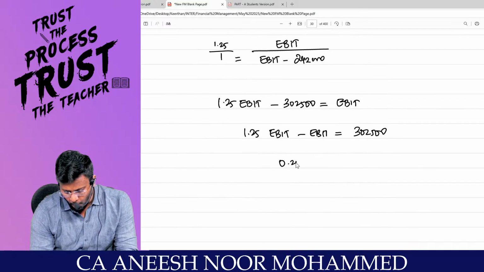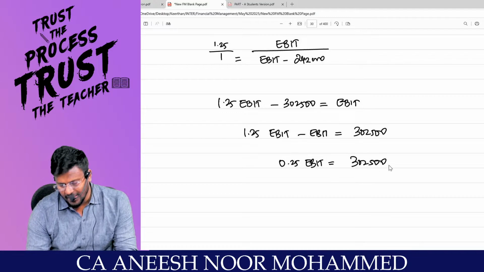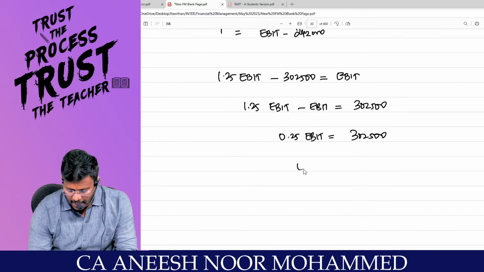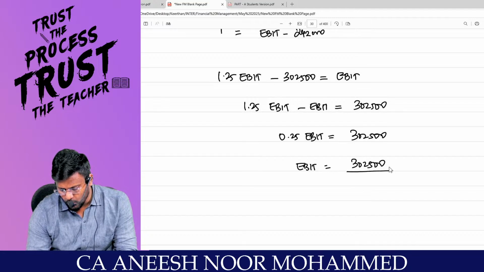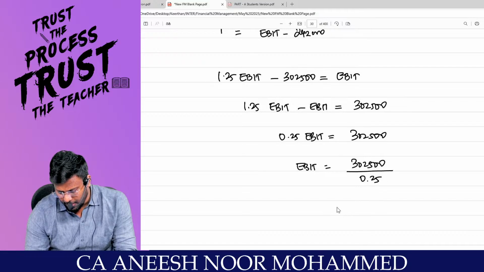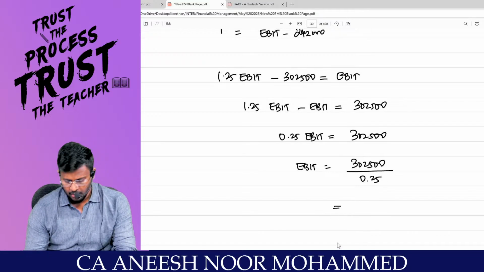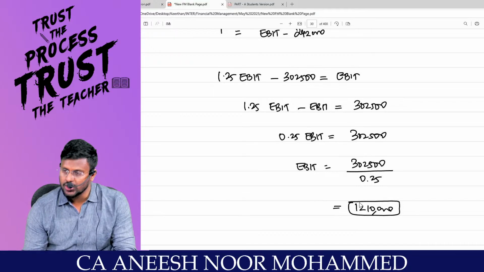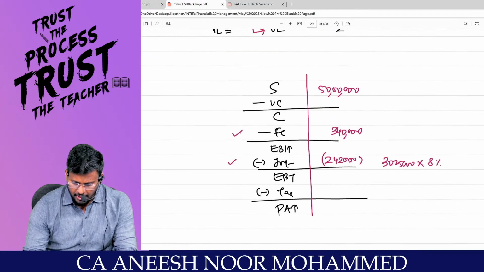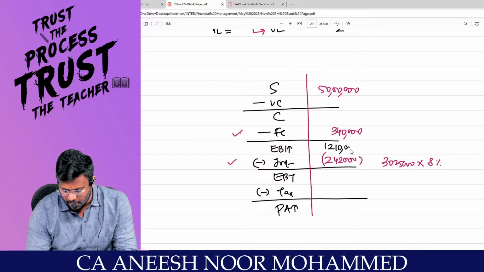That means 0.25 EBIT is equal to 3,02,500. And EBIT is equal to 3,02,500 divided by 0.25, which comes to 12,10,000. Like that, I can proceed. So I can say that my EBIT is 12,10,000.